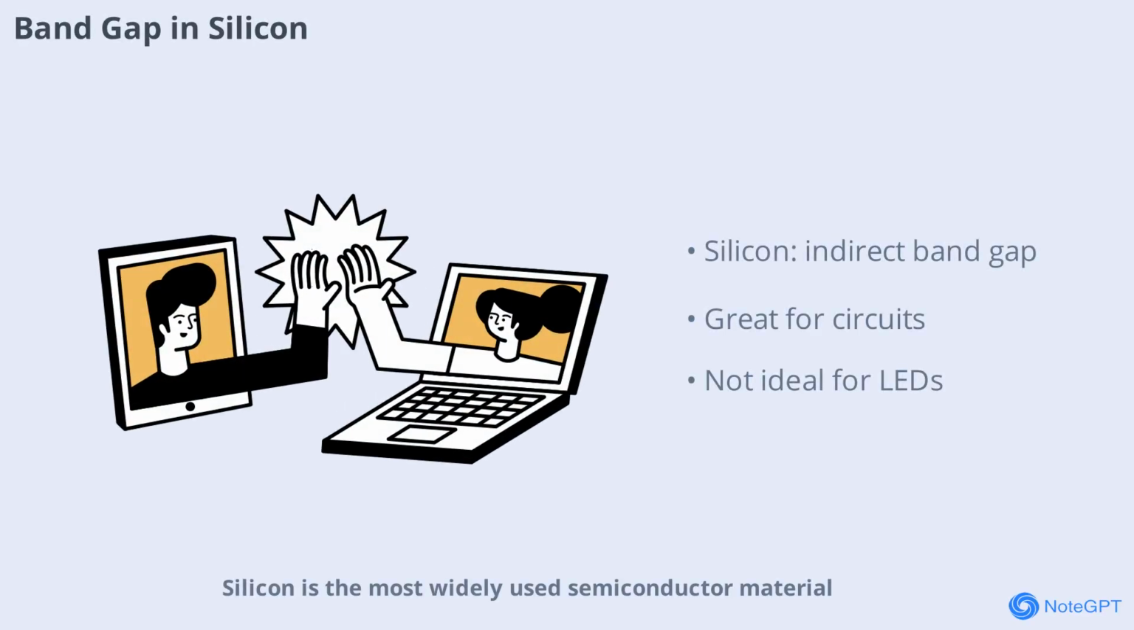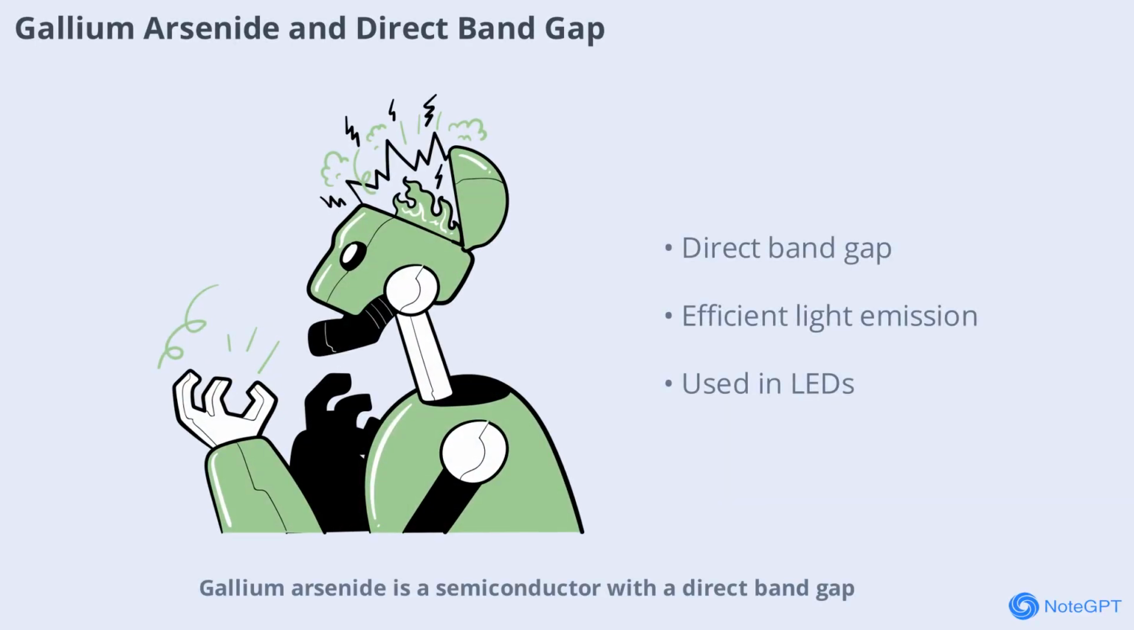Silicon is the most widely used semiconductor material, and it has an indirect band gap. This means that while it's excellent for building transistors and integrated circuits, it's less efficient for light-emitting applications. That's why materials like gallium arsenide with a direct band gap are used in LEDs and laser diodes. Understanding the type of band gap helps engineers choose the right material for each application. Gallium arsenide is a semiconductor with a direct band gap, making it highly efficient for emitting light.